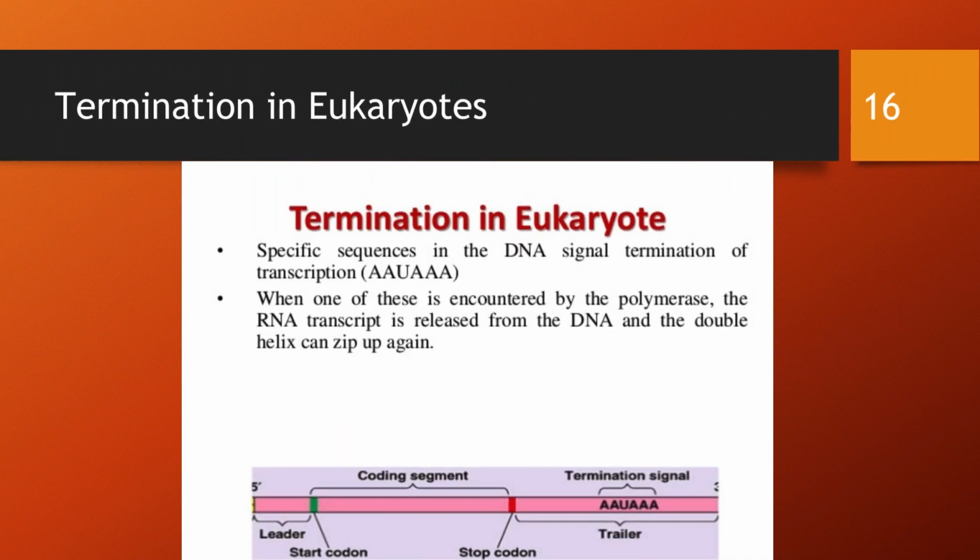In eukaryotes, termination is often linked to the processing of the RNA tail. A common signal in the newly synthesized RNA is the sequence AAUAAA. When the polymerase transcribes past this point, the transcript is cleaved and released. The DNA double helix then reforms behind the polymerase.